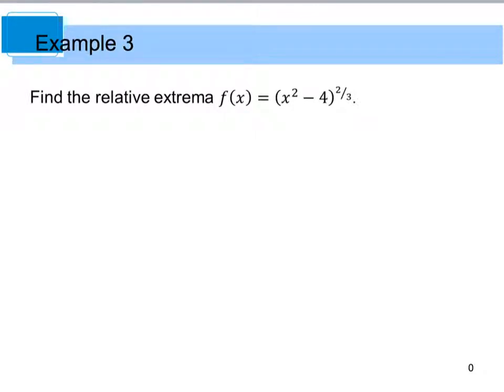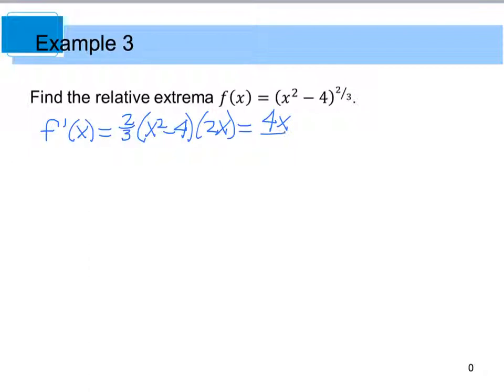And our last example for the night says to find the relative extrema of f of x equals x squared minus 4 to the 2/3 power. So again, we're going to start out by evaluating f prime of x. And we see that we're going to end up with 2/3 times x squared minus 4 times the derivative of the inside, which is going to give us 2x. And I'm just going to simplify that into 4x divided by 3 times the quantity of x squared minus 4. And I'm going to set that equal to 0.